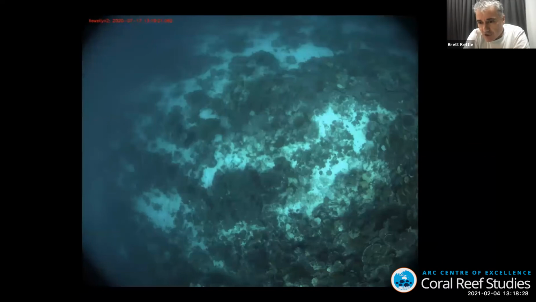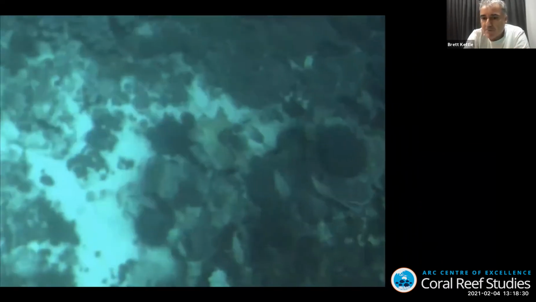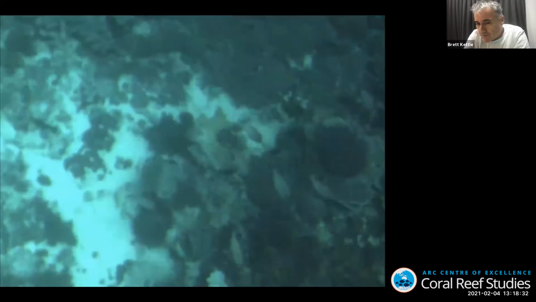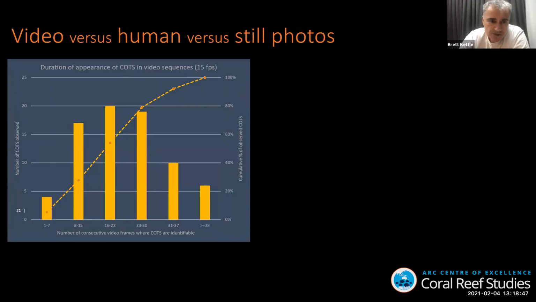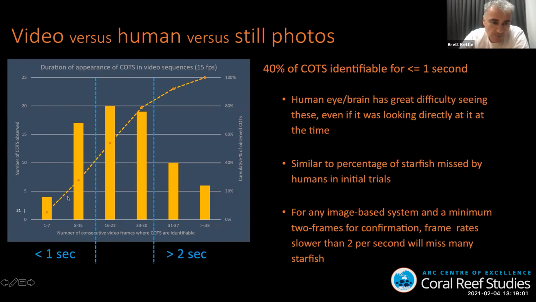There's the starfish on the right-hand side, right there, middle of the screen. It was visible for around about 6 frames. So that's less than half a second. We're frequently finding crown-of-thorns that are only visible for less than 1 second. This graph basically has the duration of visibility across the bottom of the screen. And since we're doing 15 frames per second, anything below here is visible for less than 1 second.